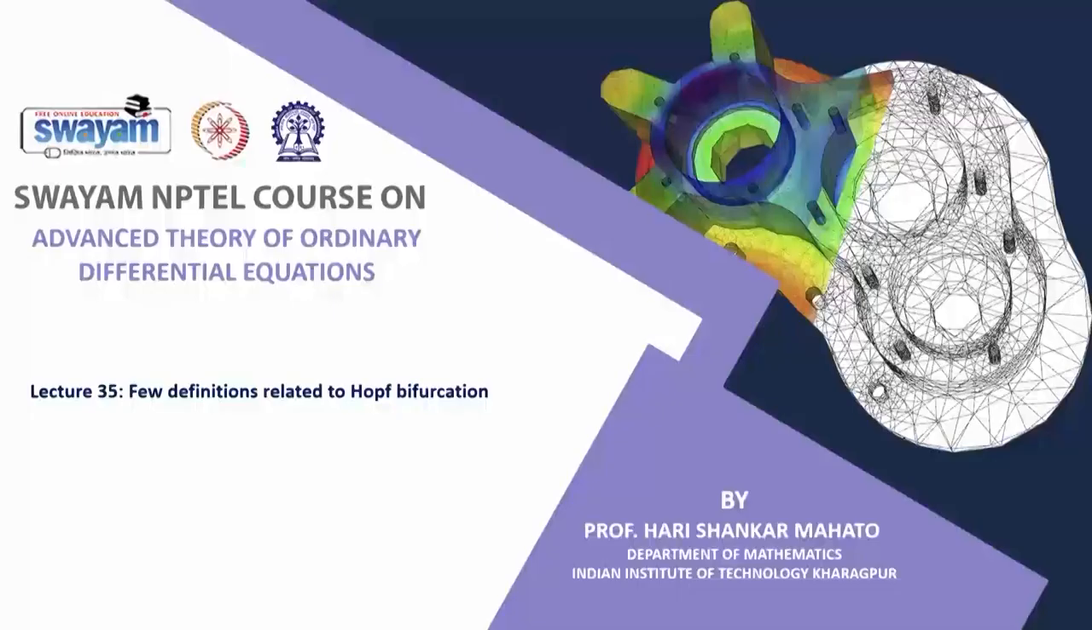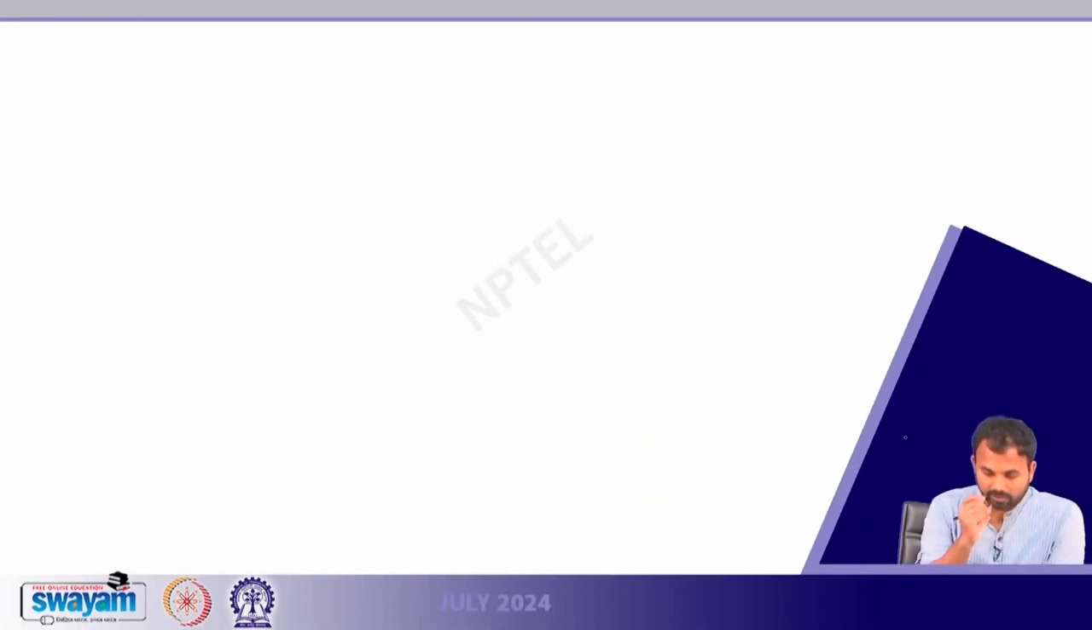for two-dimensional dynamical systems or two-dimensional motion, right. So, I will start with some definitions in the next class, and if time permits, then I will introduce the Hopf bifurcation. So, the very first definition goes like this.